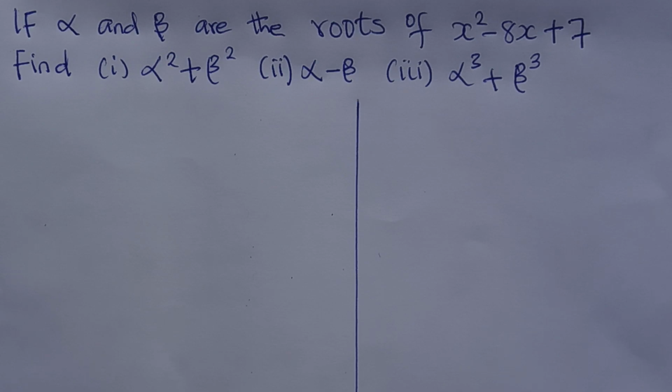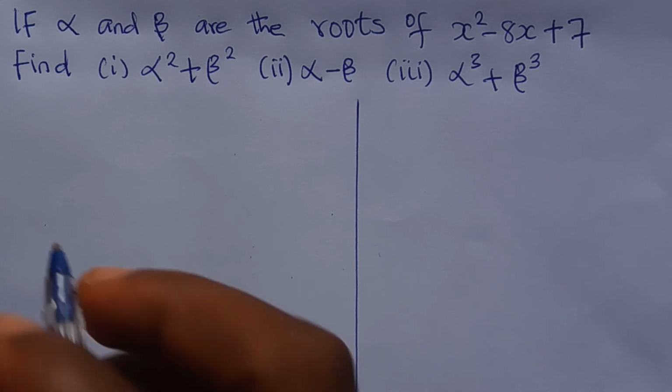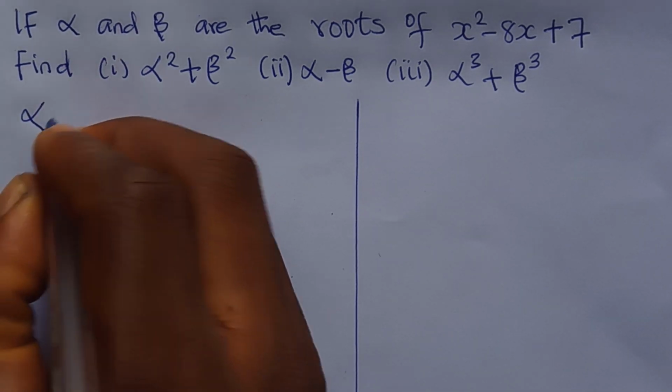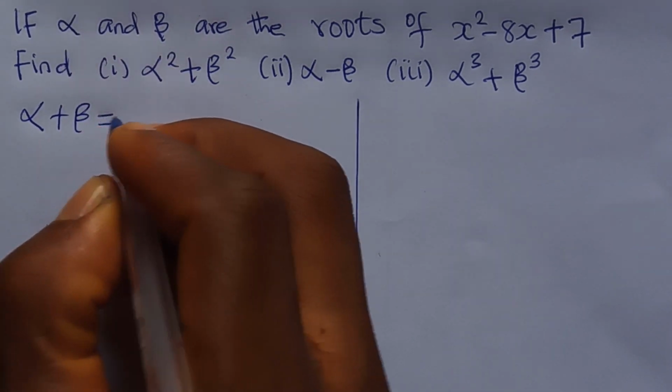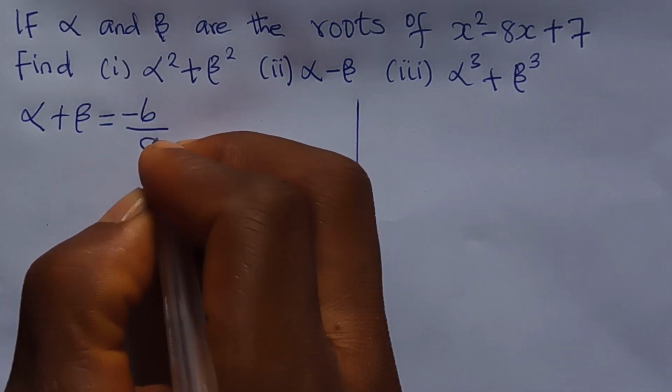Today we're going to solve a problem under quadratic equation. The question says, if alpha and beta are roots of x squared minus 8x plus 7, find: I, alpha squared plus beta squared; II, alpha minus beta; and III, alpha raised to power 3 plus beta raised to power 3. Now let's recall from our previous video where we derived the formula that says that alpha plus beta is equal to minus b all over a.